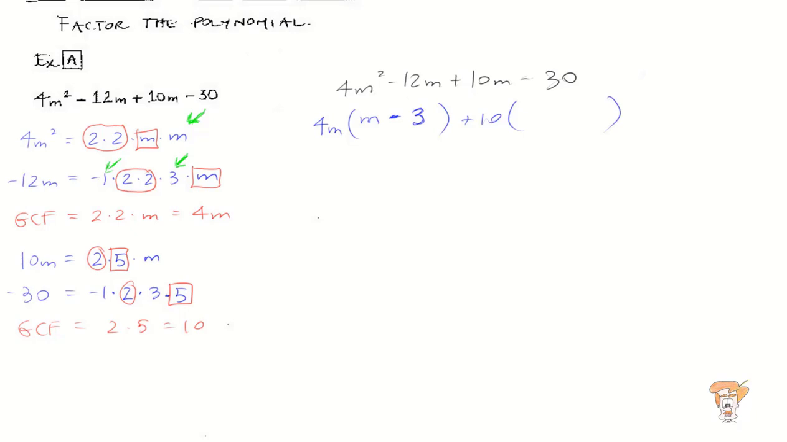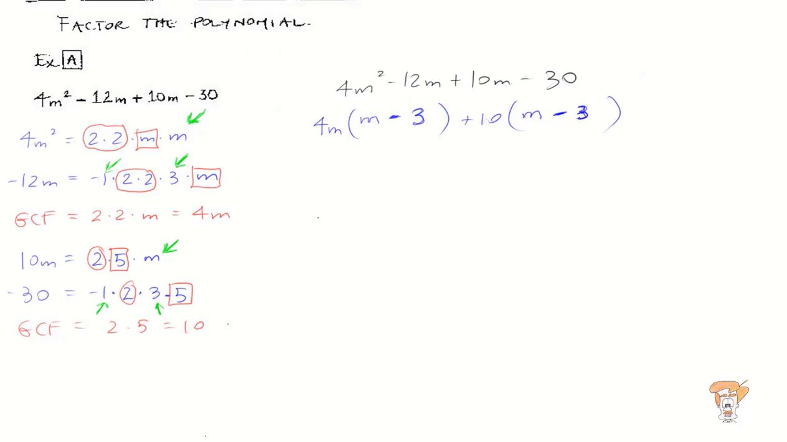Let's look at the list of factors for the 10m. Notice the m is not outlined in red. Therefore, we're going to have an m contained in those parentheses. And similarly, let's look at the factors of minus 30. Notice the minus 1 and the 3. They are not outlined in red. Therefore, we're going to have a minus 3 as the second term contained in that parenthesis.